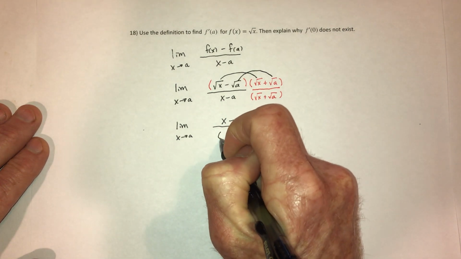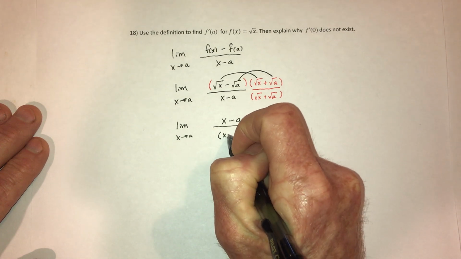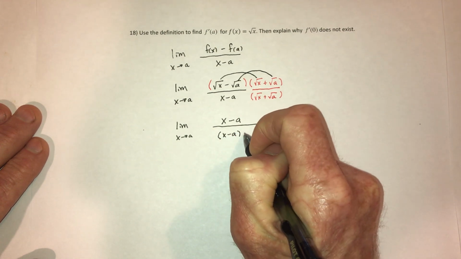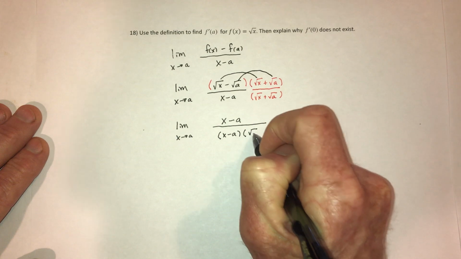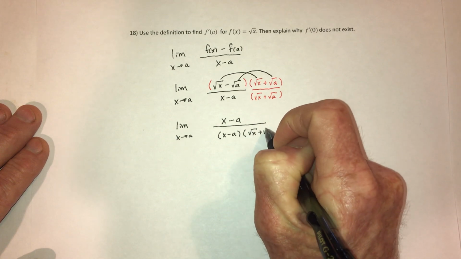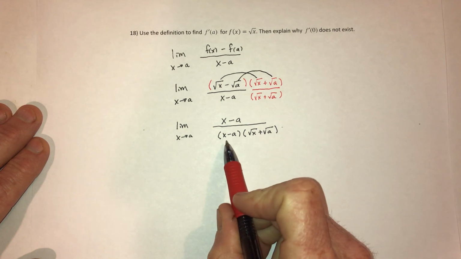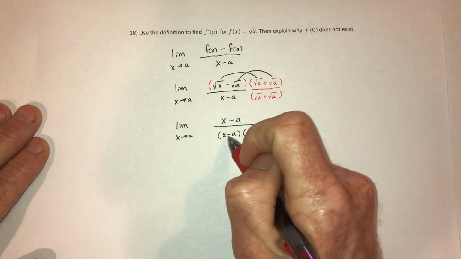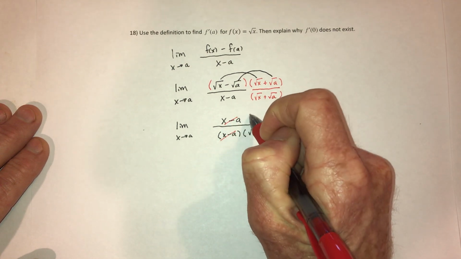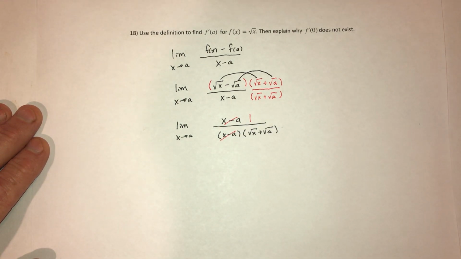And on the bottom part, don't multiply it out, just copy it down. X minus a gets multiplied with the square root of x plus the square root of a. And then the reason I did not multiply it out is because this x minus a and this x minus a can cancel, leaving just a 1 on the top.